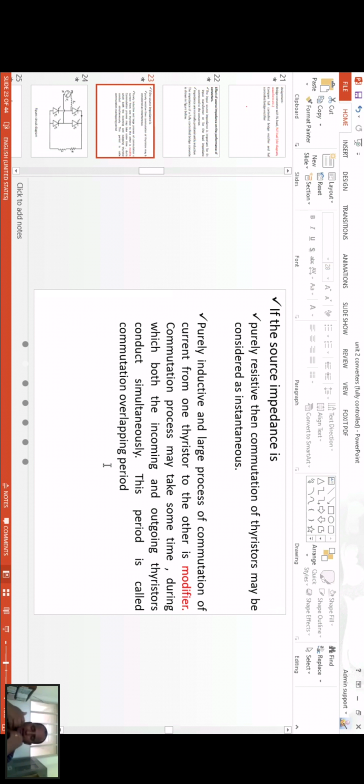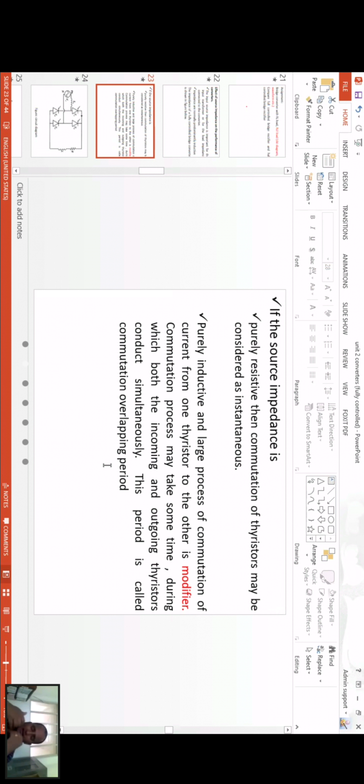is no source inductance. If there is no source inductance, this voltage might not be equal to 0 at this point. But because of the source impedance, when there is an overlapping angle mu, the load voltage at this point is equal to 0. If there were no source inductance, this would not have been equal to 0. So during the overlap angle mu, we can apply KVL to the loop.